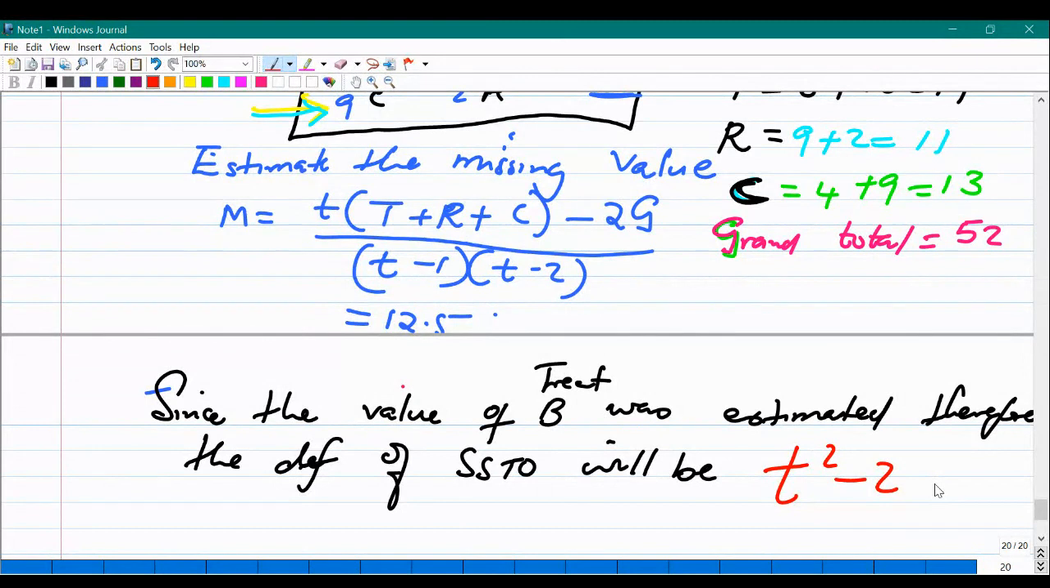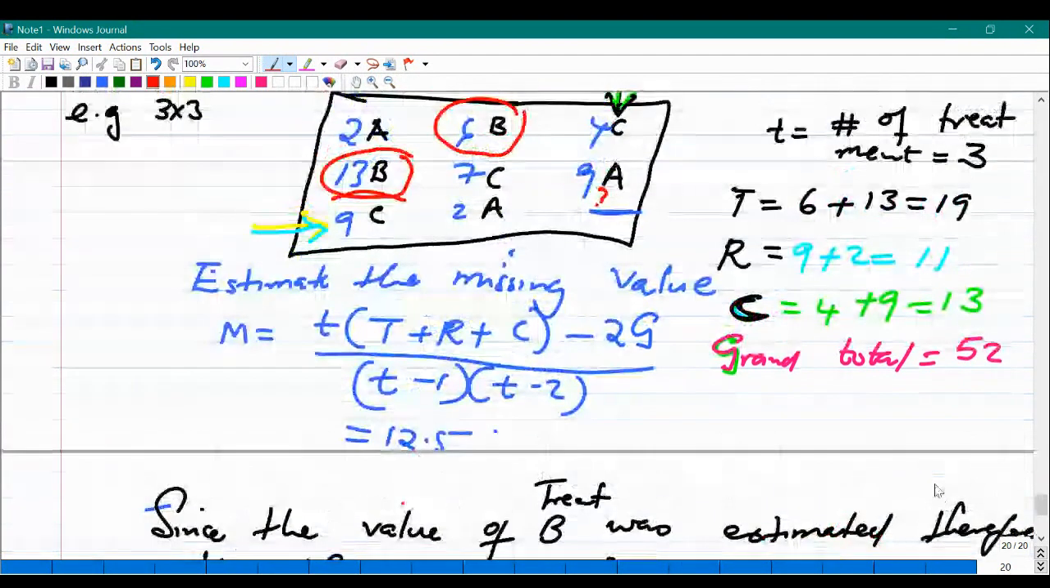Yeah. So if you are given a problem with a missing observation, you must know that the degrees of freedom of total is no longer t squared minus 1. It's t squared minus 2. It means it will also affect what? It will also affect the degrees of freedom of error, isn't it, guys?